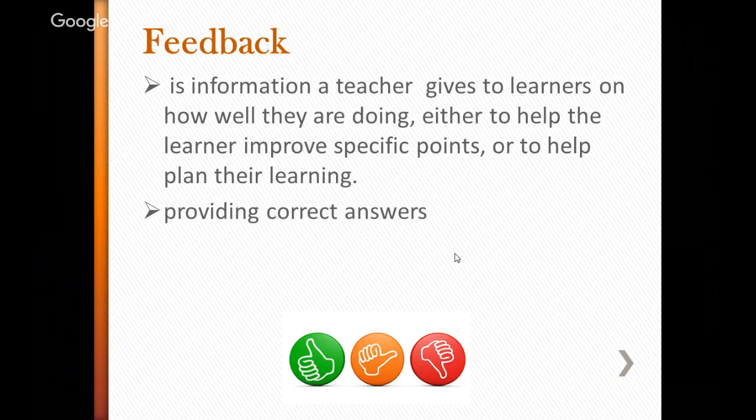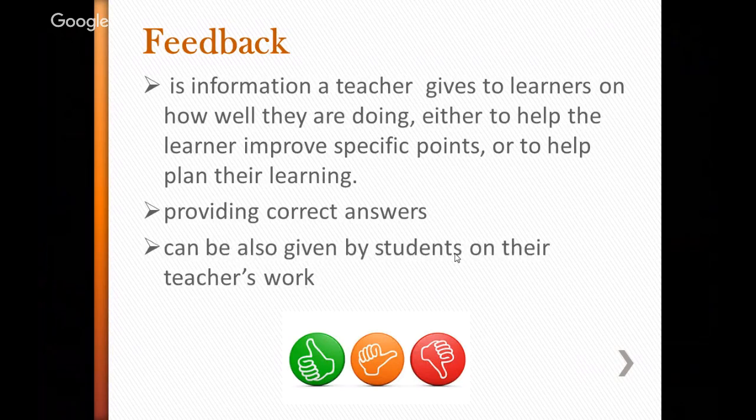So, the first definition is that feedback is information that the teacher gives to learners on how well they are doing, either to help the learner to improve specific points or to help with their planning. And a second one, which we are going to talk about today, is providing correct answers. So this is also a kind of feedback we have at every lesson. And the third one is also a kind of feedback. This is something that is given by students to our work, teachers' work.